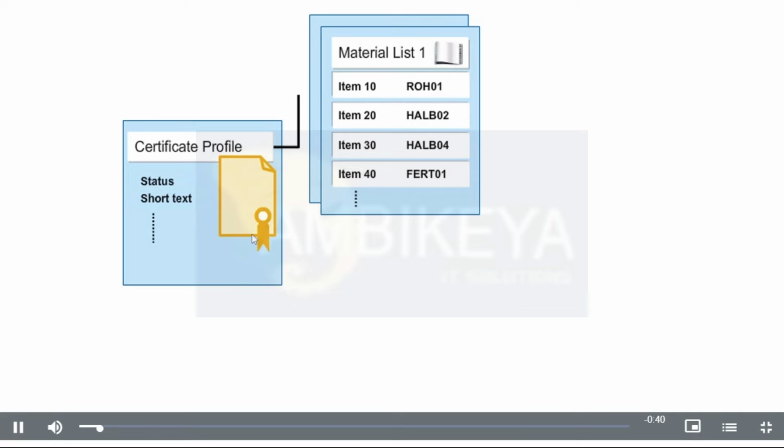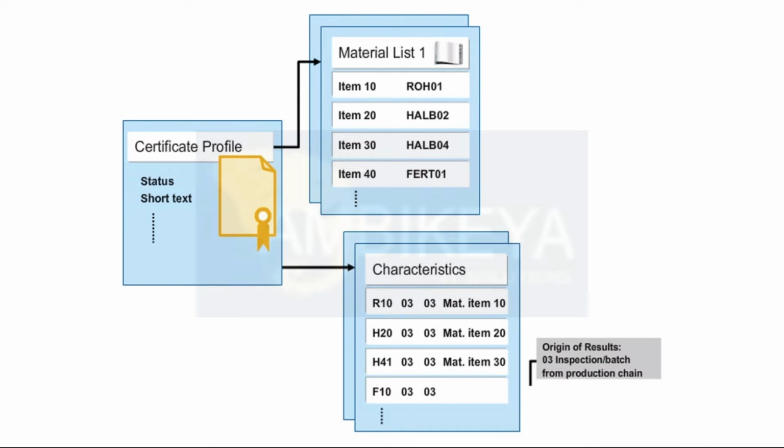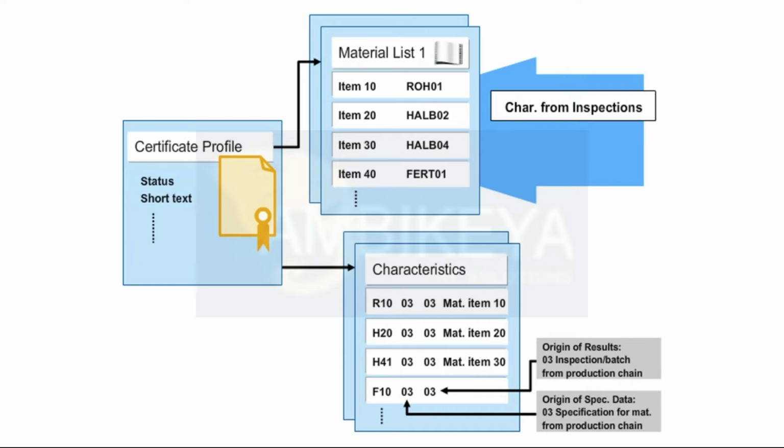You define the relevant materials in a list in the certificate profile. When the certificate is created, the system searches for characteristic data in the records common to both these materials and the batches that are actually used. There are two lists. One list contains characteristic data from inspections, the other contains characteristic data from batch classification.